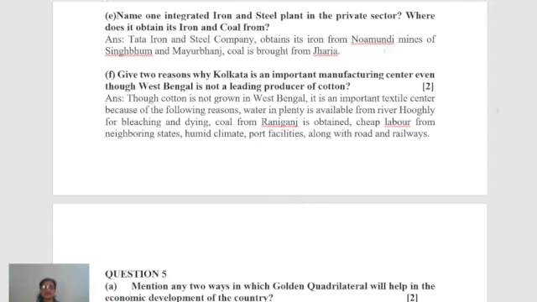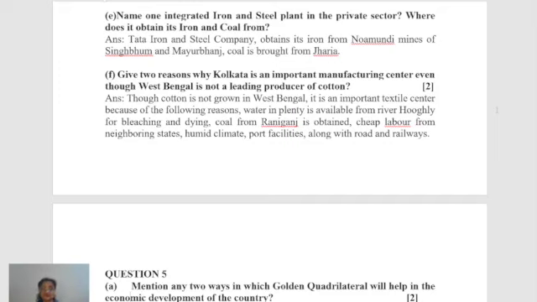Next question is, give two reasons why Kolkata is an important manufacturing center, even though West Bengal is not a leading producer of cotton. But still, why is Kolkata an important manufacturing center for cotton textile? Now you can see the points for this. Cotton is not grown in West Bengal. It is an important textile center because fresh water is available in plenty, right? From where? From river Hooghly.